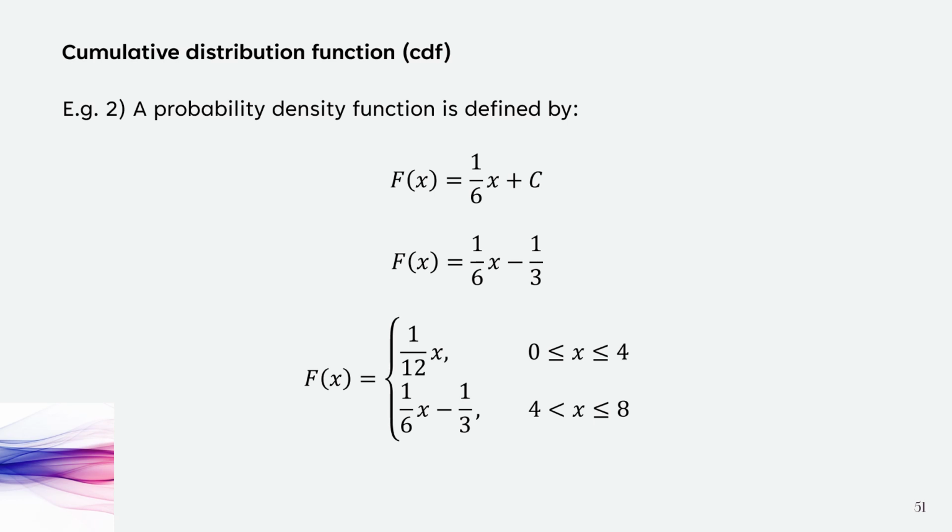giving us our cumulative distribution as capital F of x equals a 12th x from 0 to 4 and a 6th x minus a third from 4 to 8.